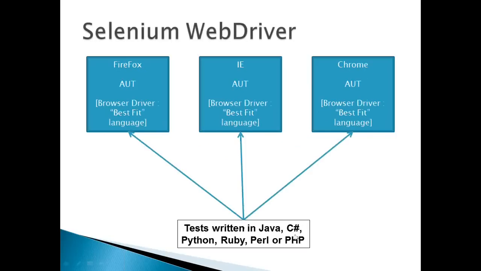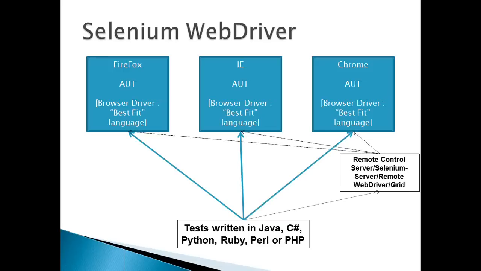It said that the tests written in Java, C#, Python, Ruby, Perl can now work directly, without the remote control, with different browsers, and there is a browser driver for each of these browsers which will determine the best fit language in which this conversion needs to take place to run the test on the application under test. Though, to support the legacy test automation scripts, it still supports the Selenium remote control route.